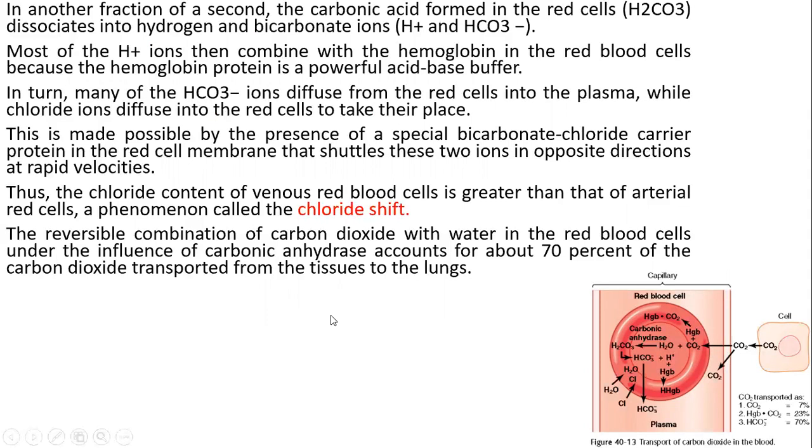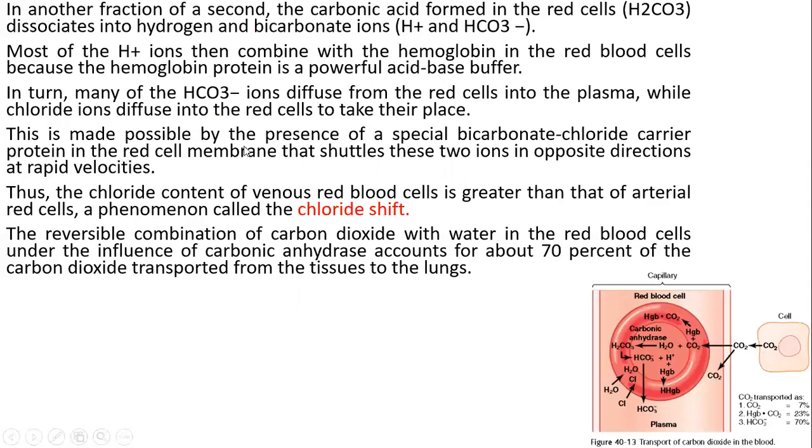So we said that at the beginning, CO2 and water make H2CO3, which then dissociates into H+ and HCO3-. Most of the hydrogen combines with hemoglobin in the RBC. Many of the HCO3- diffuse from the red cell to the plasma, while chloride diffuses into the red cell to take their place.